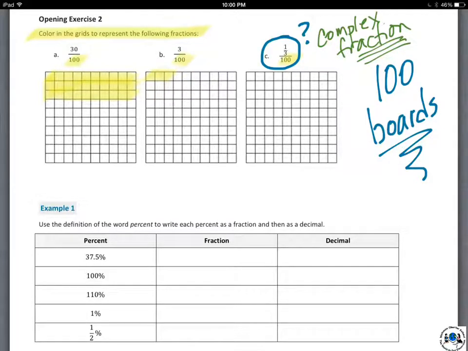Now, each one of these squares on these boards equals 1. So we need to shade in less than 1. Okay? And if I give that a whirl, I would be shading in 1/3 of one of those squares. Okay? I don't even fill in a whole square.